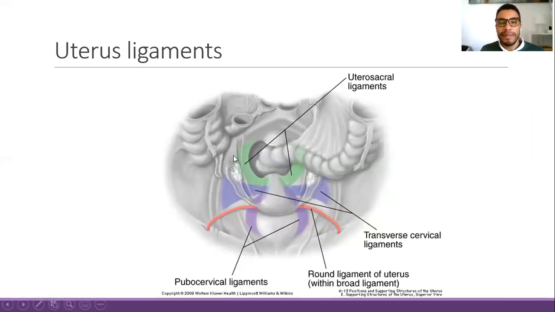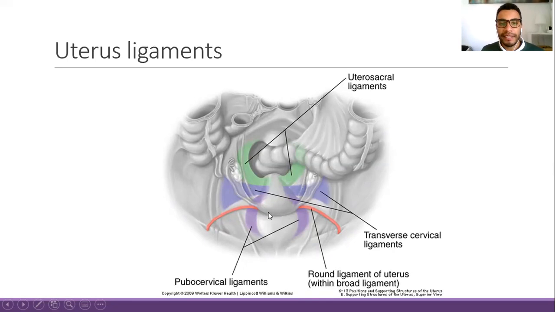There is another ligament here that I haven't mentioned before. In this superior view, you can see in the center the uterus, and the previous ligaments that I mentioned, in green: the uterosacral, the sacrum is here, the transverse cervical ligament, which runs laterally from the uterus to the pelvic walls, and the pubocervical ligaments, which go anteriorly to the pubis.